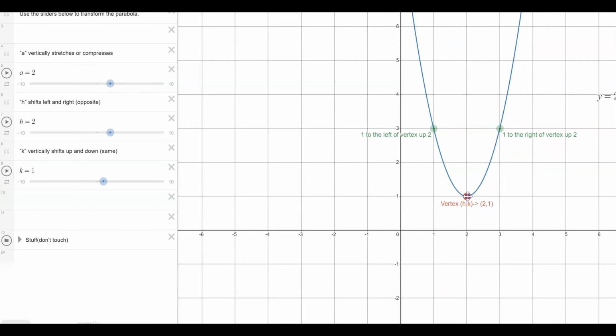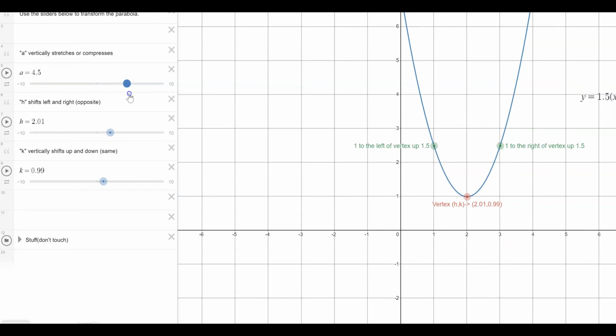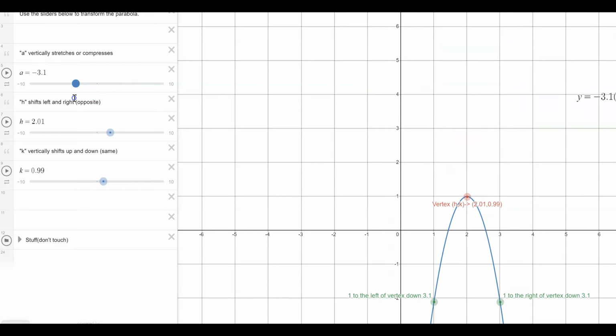So you can see there's our points. We have 2, 1. And then that would be 3, 3 and 1, 3. That gives it to us. And if that a had been a negative 2, it would have just gone down 2. So everything starts at that vertex. And then all we have to do is use the a to tell us where the next 2 points are, because we have symmetry about that x equals a axis.